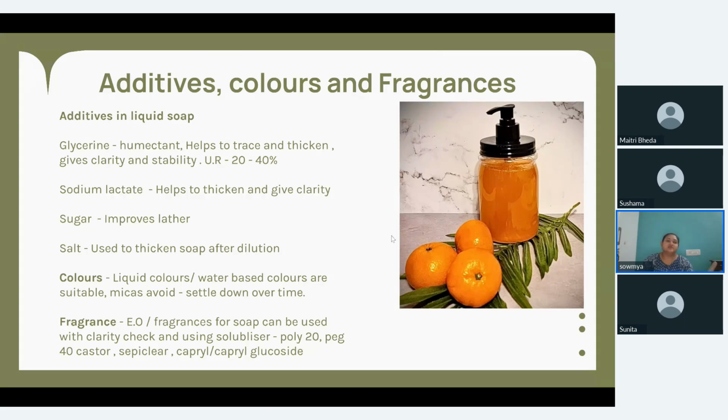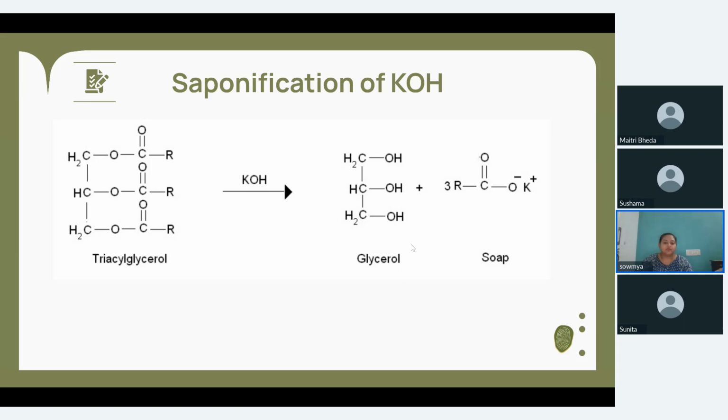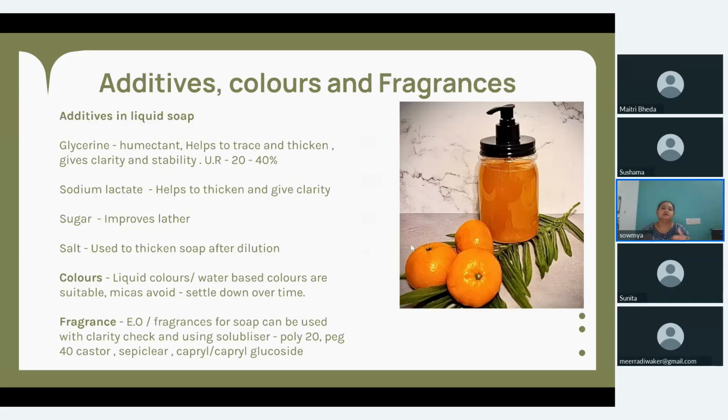Then salt, we will use to thicken the soap after dilution. So once our soap is made, the soap will be very, very thin. So if we prepare a brine solution, and brine solution means you add 50 percent salt to 50 percent water, and you make a 50-50 solution, and then you add in 1 gram or 2 gram increments. You keep adding the brine solution to your soap that you have made, that soap dilution that you have made. Then slowly you can notice it will start to thicken. So that we can use salt.